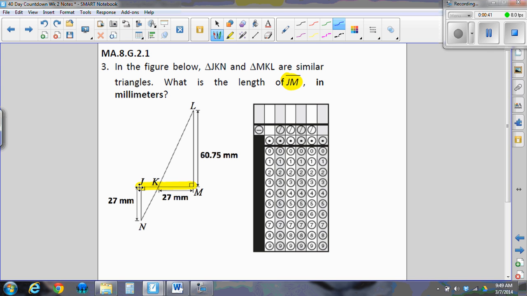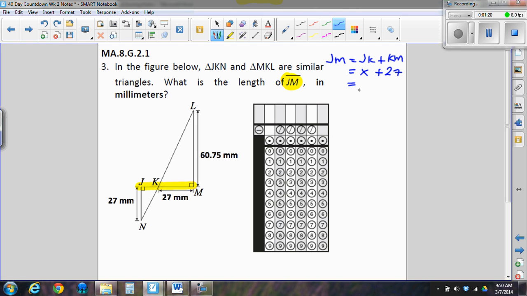So if this were an easy problem, you would take the length of JK and add it to the length of KM, and you would be done. So we're going to write that down. JM is equal to JK plus KM. Now we're going to plug in the information that we have. Well, JK we don't know, so let's call that X, plus KM, which is 27, is what we would need to use to find the length of JM. So as a last step, we're going to do whatever X is plus 27.